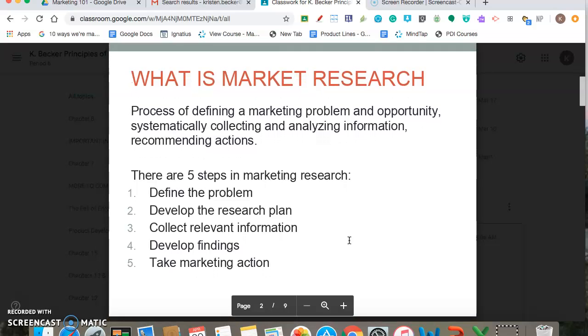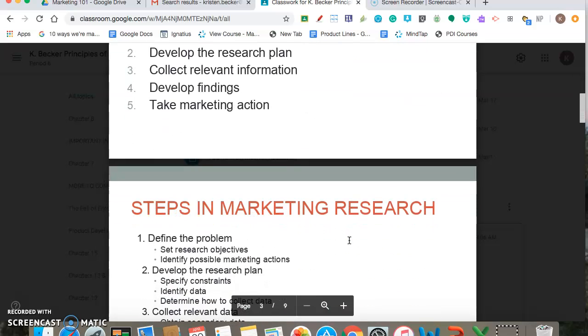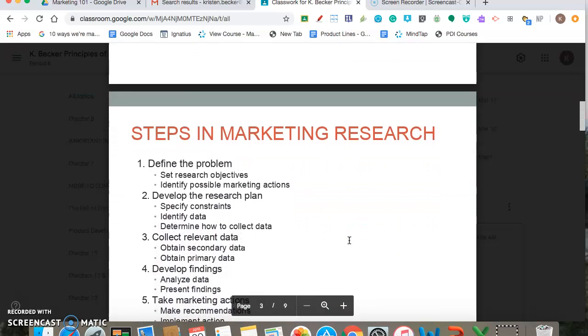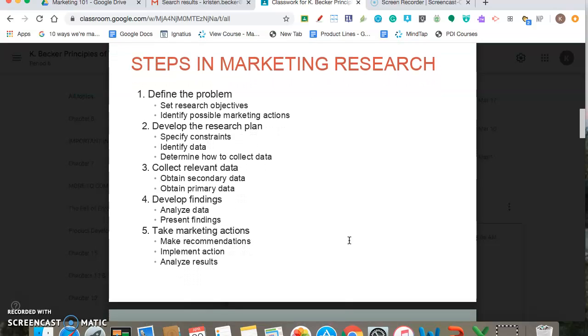What is market research? Well, the definition of market research is the process of defining a marketing problem and opportunity, systematically collecting and analyzing information, and then making recommendations. So in this chapter, we're going to talk about the 5 steps that are done in market research. We've already talked about market research a little bit. This chapter goes into it in much more detail, so the concept should make sense to you. I think that you'll be okay, but make sure you let me know if you have any questions.